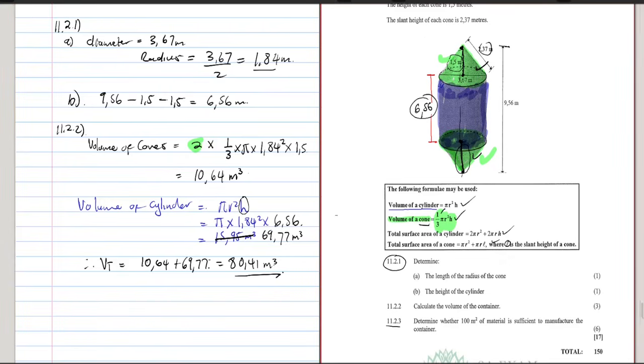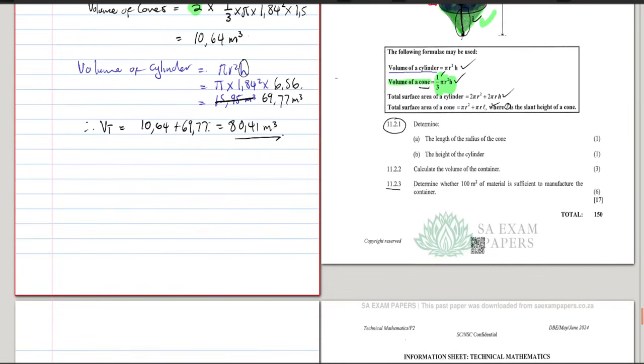And then for the final part, 11.2.3, determine whether 100 cubic meters of the material is sufficient to cover the container. Now we want to calculate the surface area. So let me try to squeeze in the calculation in this smaller area. Let's use red for this one, 11.2.3.